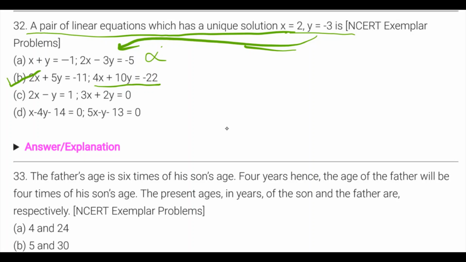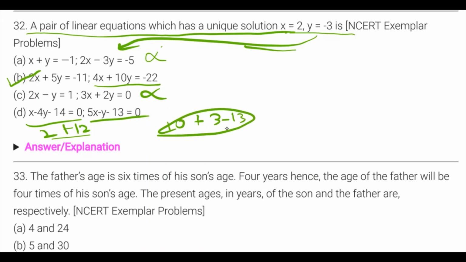For option D, x equals 2: 2 into 2 is 4, 4 minus of minus 3, no. And this is 2 plus 12 minus 14, which is satisfying. The second equation is 5 into 2 is 10, minus 3 minus 13. So both B and D are getting satisfied. So just try to solve them.